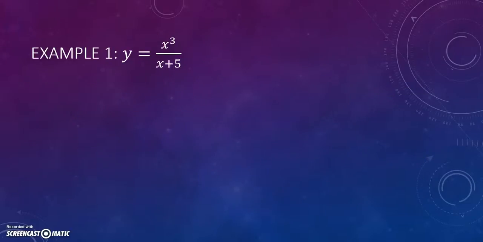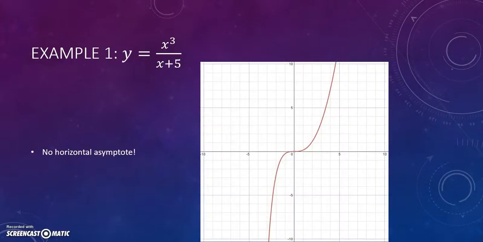Now let's look at y equals x cubed over x plus 5. The degree of the numerator is 3 and the degree of the denominator is 1, so the degree of the numerator is greater than the degree of the denominator. This means that there is no horizontal asymptote. If you look at the graph of this function, you'll notice that it is approaching no one horizontal line.